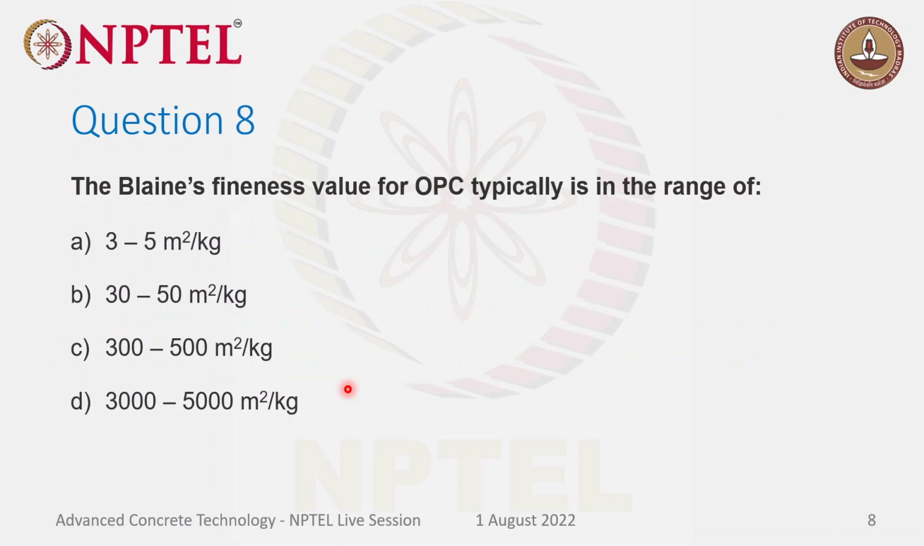Let me move to question 8. This is a very direct question. You can give your answer in the chat box. I'm not going to put it in the polls. Question 8: the Blaine's fineness value of OPC is typically in the range of, with four options: 3 to 5 meters square per kg, 30 to 50, 300 to 500, and 3000 to 5000 meters square per kg. Please give the right answer in the chat box.